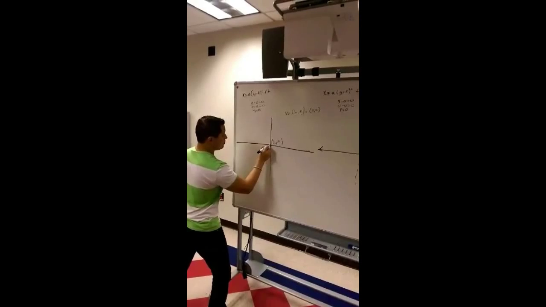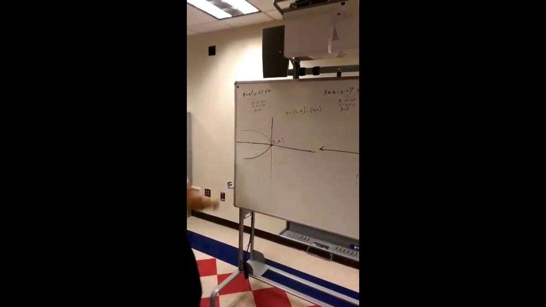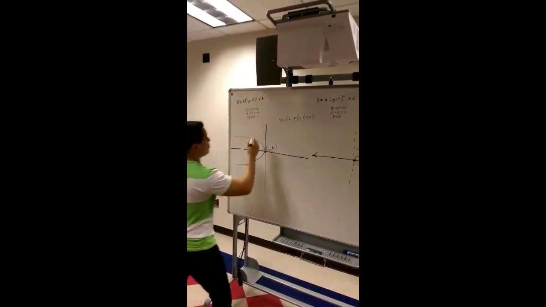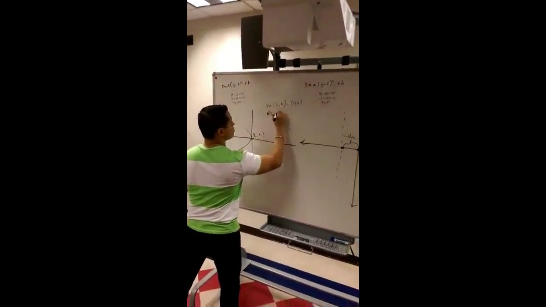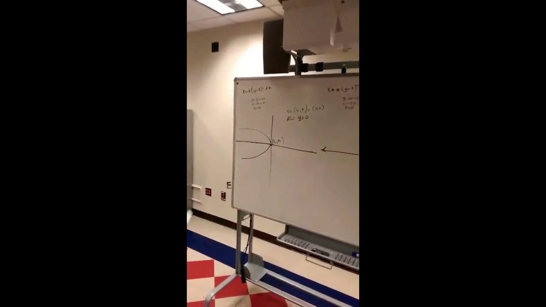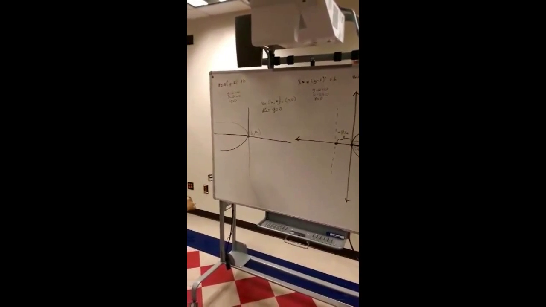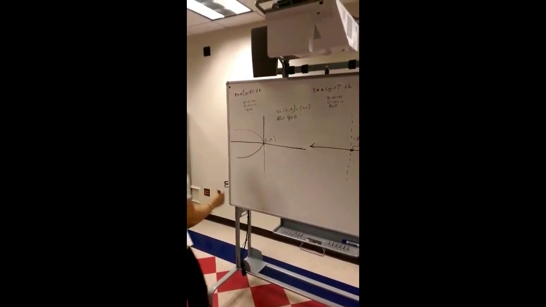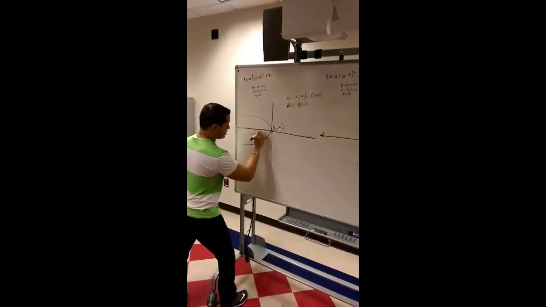And our graph is going to open to the left because it's a -8. So we already have the axis of symmetry: y equals 0. Now let's find the focus. And the focus, as always, is going to be inside the parabola. So it has to be somewhere inside here.